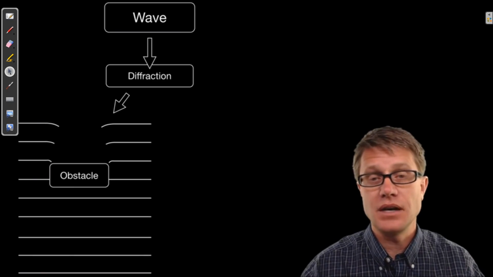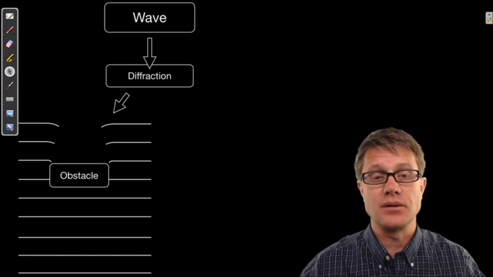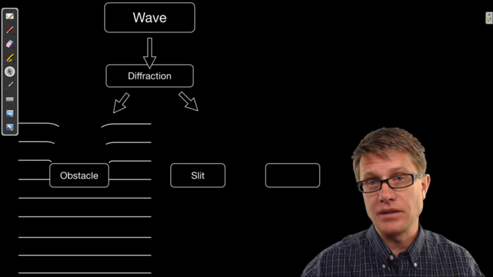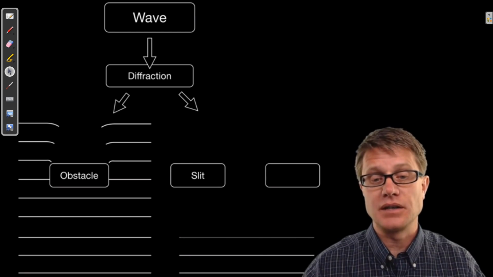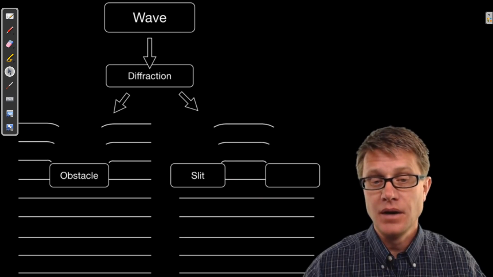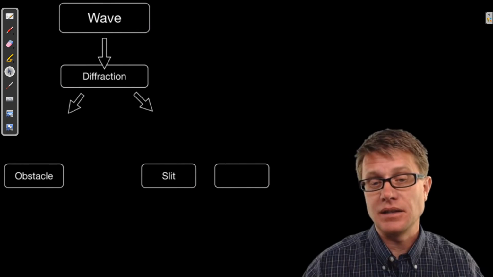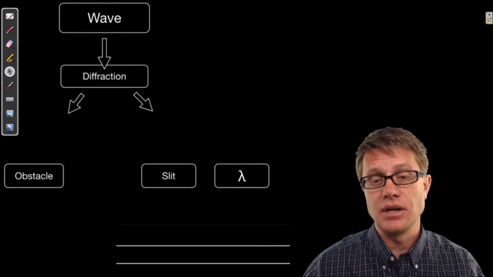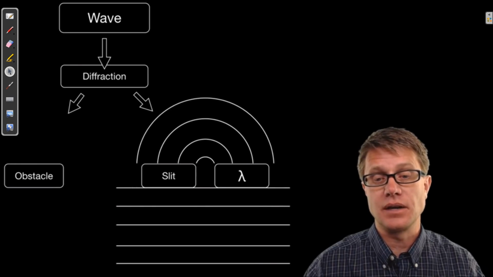And as the waves hit the obstacle, they'll bend slightly around it. So an obstacle can diffract waves, and also a slit. So as it moves through, we're going to see a slight amount of diffraction as well. It's bending around that opening. But what happens if we take that slit and we make it the size of lambda, the size of the wavelength? What you get is true diffraction that's going to look like that.